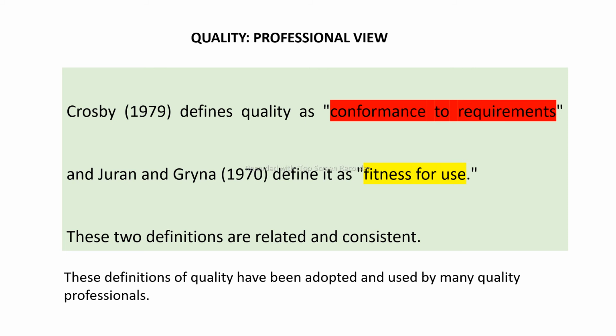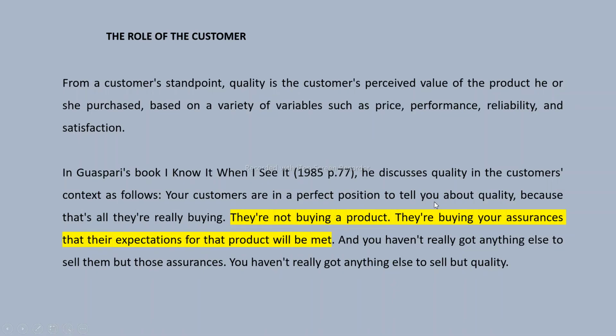So this is all about the quality professional view. There are two definitions: one is conformance to the requirements and the other is fitness for use. Next we will see the role of the customer. Finally, why is the product developed? The product is developed depending upon the need of the customer, and finally the customer should be satisfied.